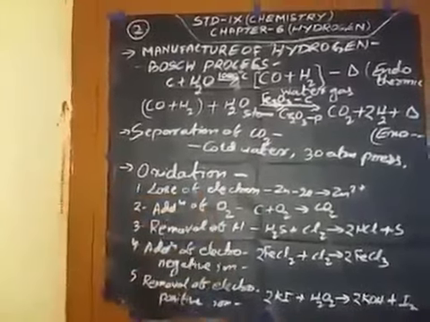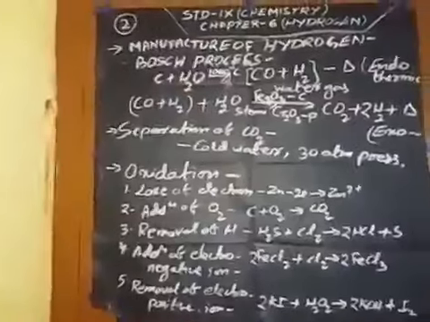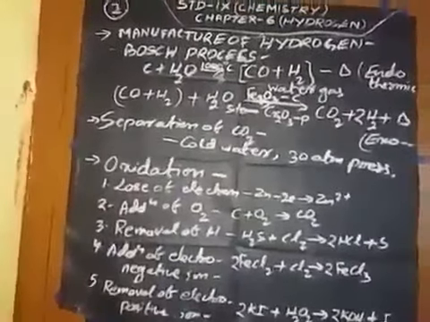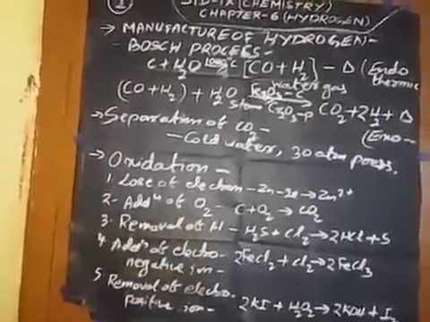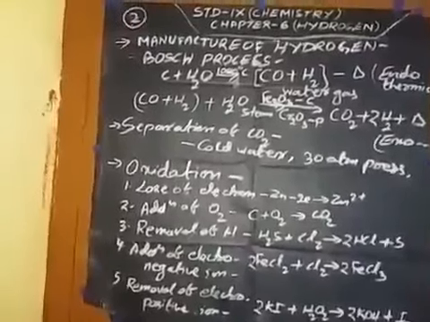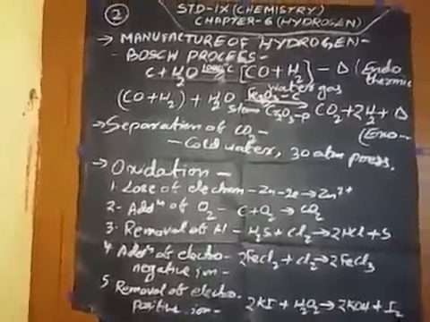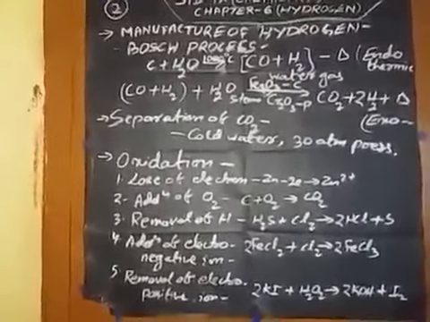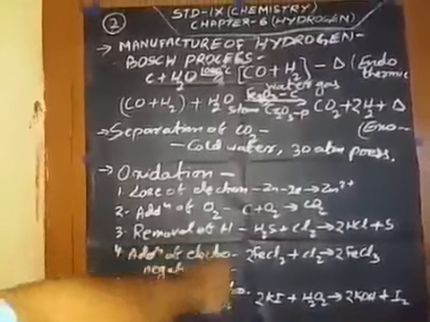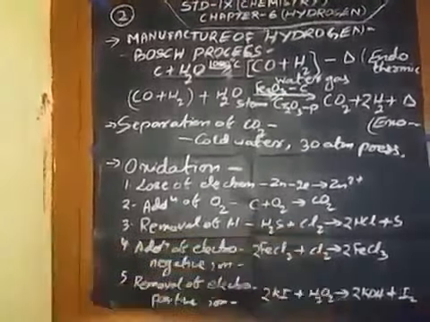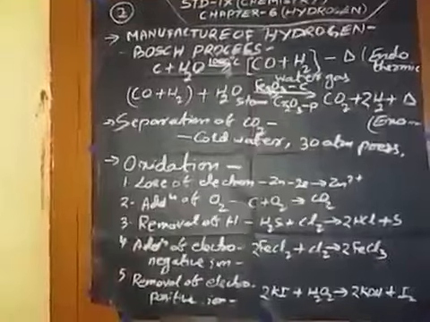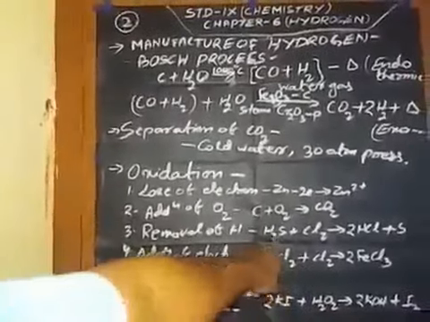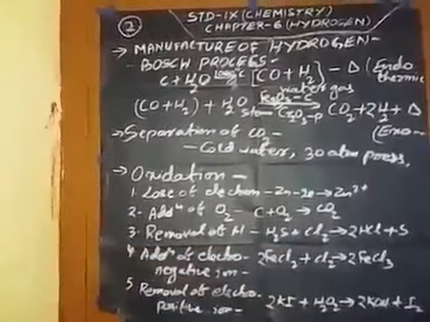First, loss of electrons: metals generally lose electrons to form metallic ion. Then in addition of oxygen, carbon added with oxygen to form carbon dioxide, magnesium added with oxygen to form magnesium oxide. Removal of hydrogen: hydrogen sulfide plus chlorine forms hydrogen chloride and sulfur. Here hydrogen is removed from sulfur.